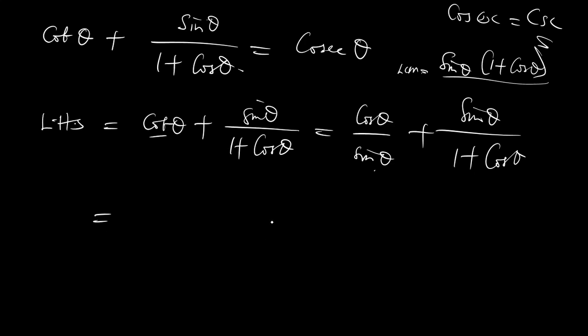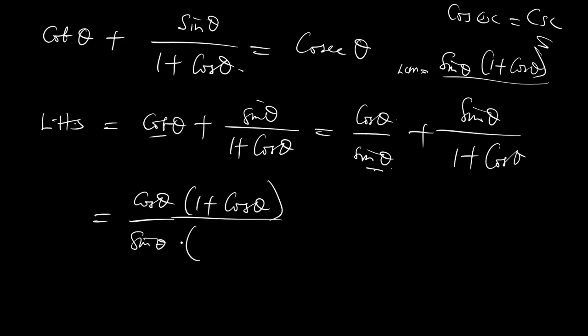So now we need to make the denominator equal to the LCM. To make the denominator for this one equal to the LCM, we multiply by 1 plus cos theta. What you do to the denominator, also do to the numerator. So that means we have cos theta times 1 plus cos theta. Then for the sine theta term, we multiply by sine theta, because this divided by this is just 1.